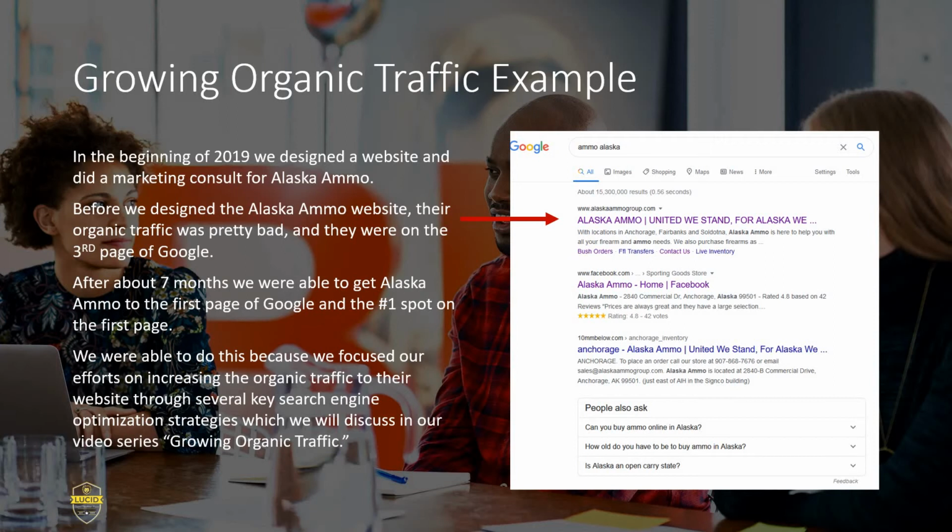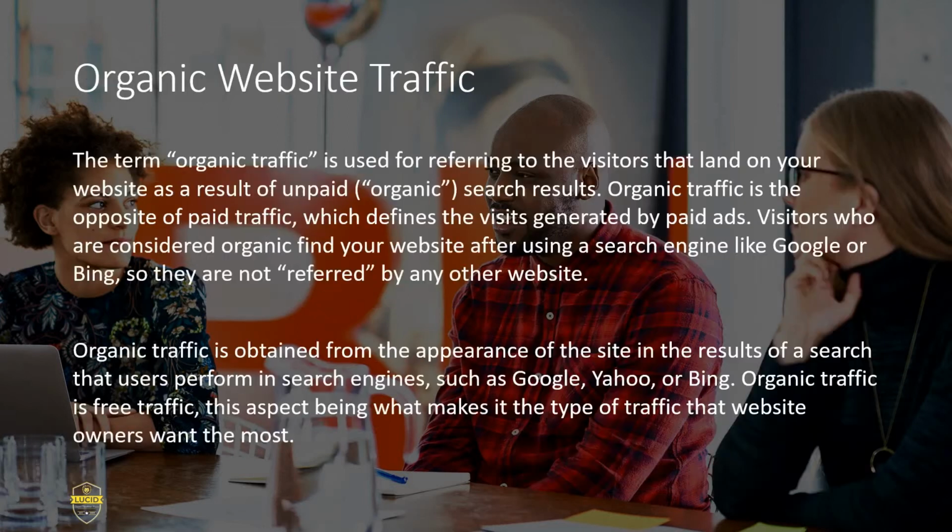Now, this is an example of a site that we did in 2019 for Alaska Ammo. Before we designed the Alaska Ammo website, their organic traffic was pretty bad, and they were on the third page of Google. After about 7 months, we were able to get Alaska Ammo to the first page of Google and the first spot on the first page. We were able to do this because we focused our efforts on increasing the organic traffic to their website through several key search engine optimization strategies, which we'll cover in this video series, Growing Organic Traffic.